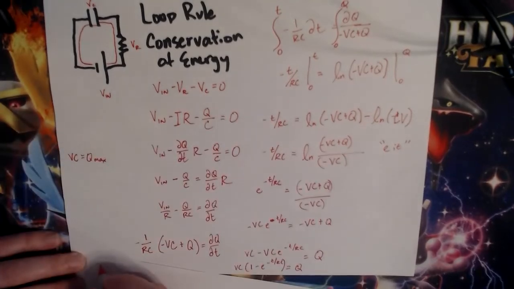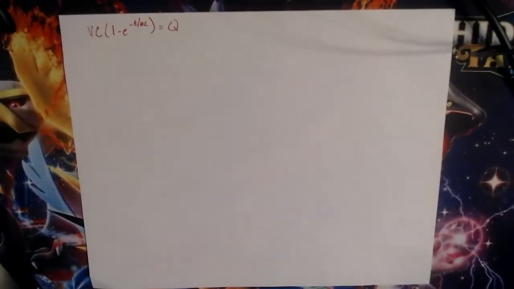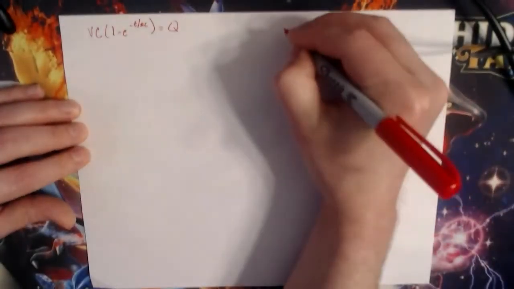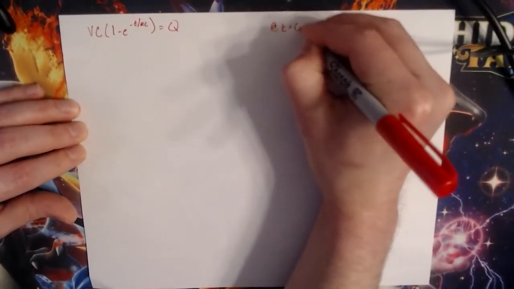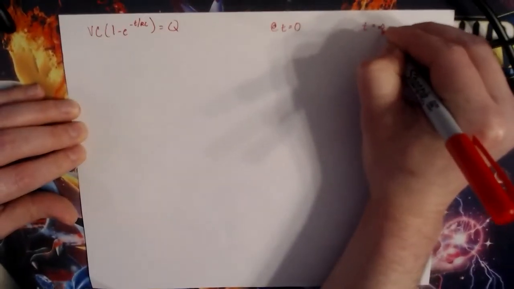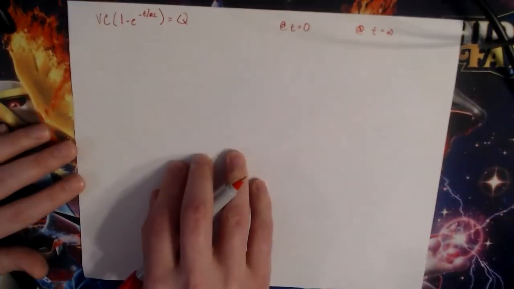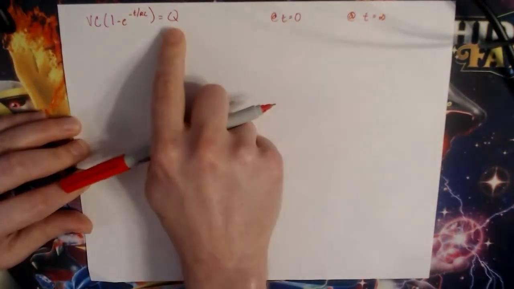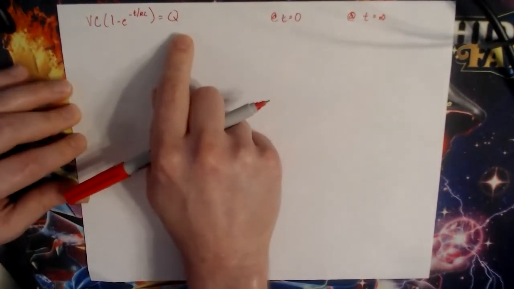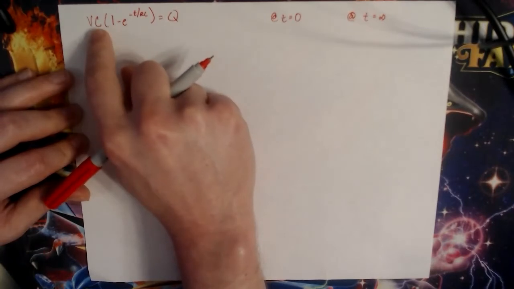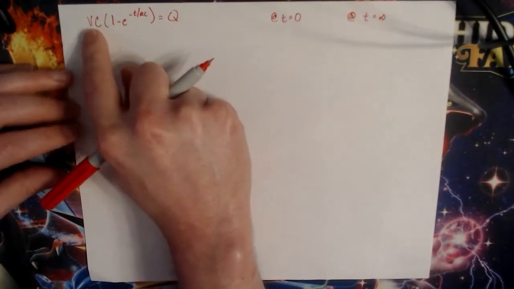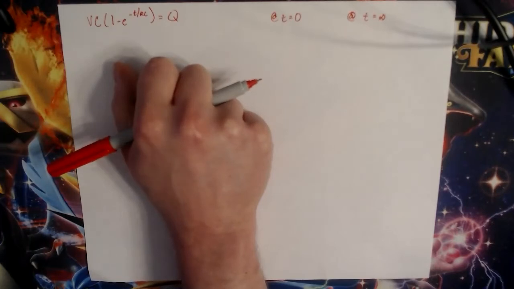So I've got my VC times the quantity of 1 minus e to the negative t over RC, and that equals Q. This one's going to look pretty bland to start. I want to think about at time 0, and I want to think about at time equals infinity. We talked about it on the way. We said at time 0, the Q would be 0. Let's prove it. Let's see if we're right. This voltage would be changing as a function of time. Once it reaches total VC, it would be Q max.